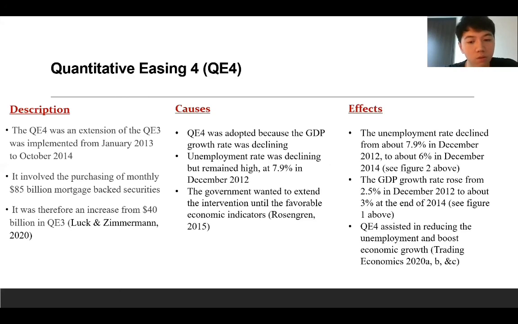The federal government therefore wanted to extend the intervention until favorable economic indicators such as a lower unemployment rate, higher growth in GDP, and a controlled inflation rate were realized. The unemployment rate declined from about 7.9% in December 2012 to about 6% in December 2014, which is an indicator of the effect of the intervention. The GDP growth rate rose from 2.5% in December 2012 to about 3% at the end of 2014. Therefore, the government succeeded in reducing the unemployment rate and at the same time realized economic growth, which is a positive outcome.